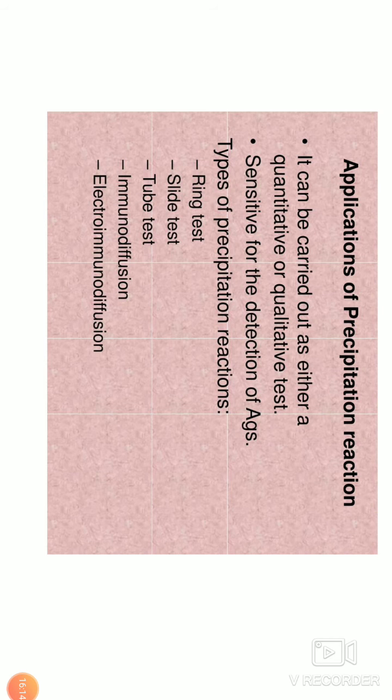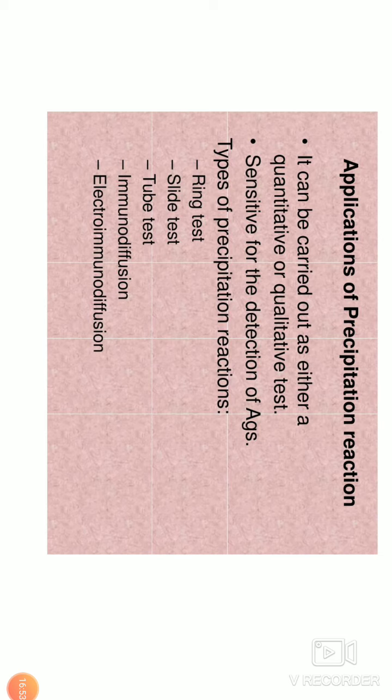Okay, so applications of precipitation reaction. This precipitation can be carried out in either a quantitative or qualitative way, where you can detect antigens easily. The types of precipitation reactions are, first, the ring test. This is used for detection of bacterial antigen like anthrax in tissue or dead animals or man. Okay, and the next is the slide test.